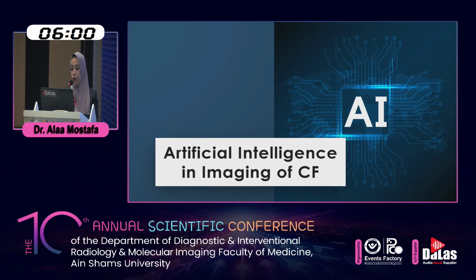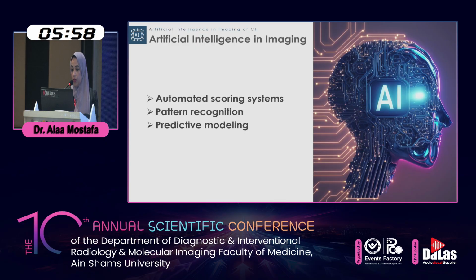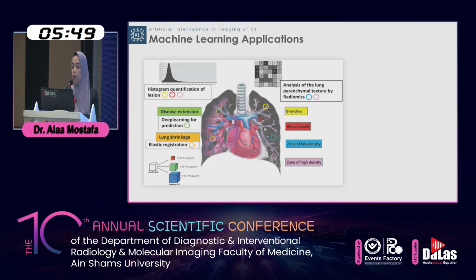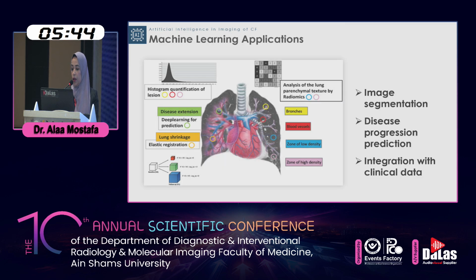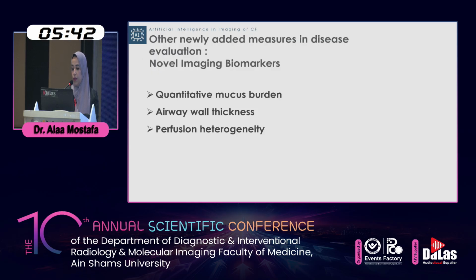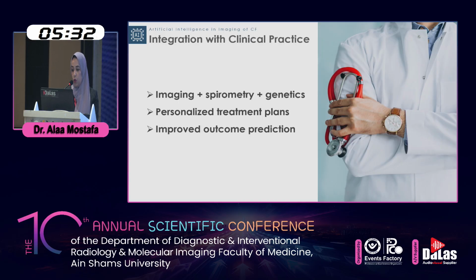Now, we will talk about the role of AI in imaging of cystic fibrosis. AI can automate scoring, recognize patterns, and predict outcomes. It's transforming how we interpret cystic fibrosis imaging. Machine learning helps segment images, track progression, and integrate imaging with clinical data for personalized care. Biomarkers like mucus burden and airway wall thickening are being quantified. These offer new insights into disease severity. Combining imaging with spirometry and genetics enables personalized treatment plans and better outcome prediction.